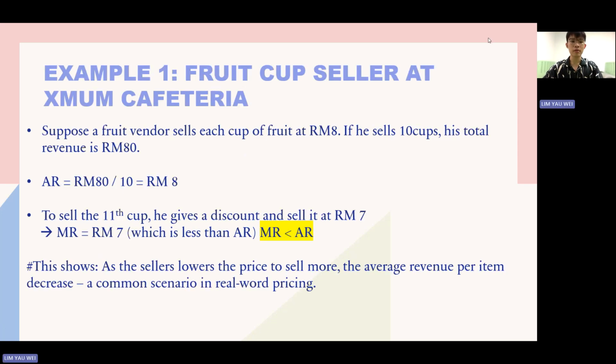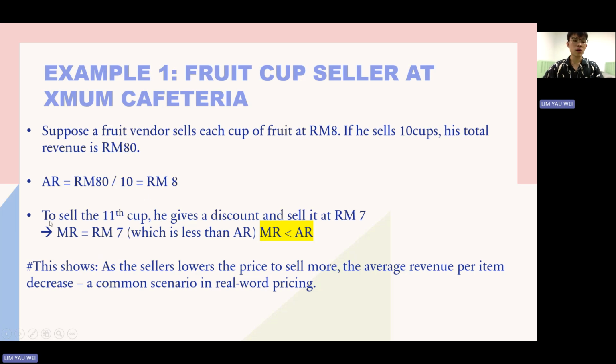For the first example, I will talk about the fruit cup seller at the University of Malaya cafeteria, Malaysia. Suppose a food vendor sells each cup of fruit at 8 ringgit. If he sells 10 cups, his total revenue is 80 ringgit. To calculate average revenue, we take the 80 ringgit revenue divided by 10, so we get 8 ringgit for each.